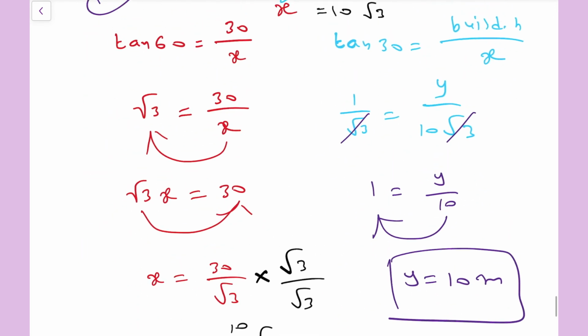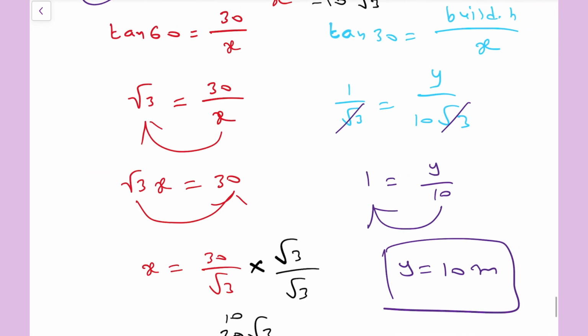Here, if you feel that this is not correct, I mean, you are unable to understand or unable to solve like that, then just go with the cross multiplication. Anyway, root 3 will get cancelled.